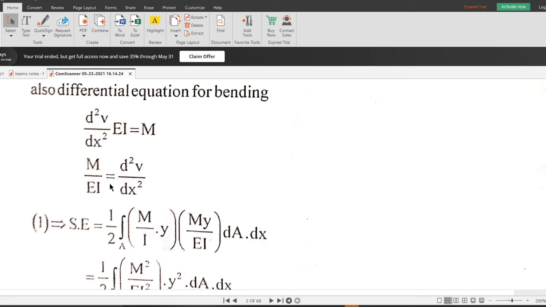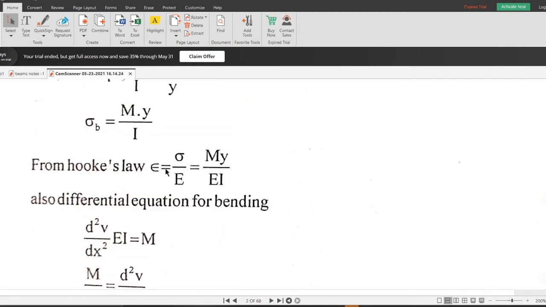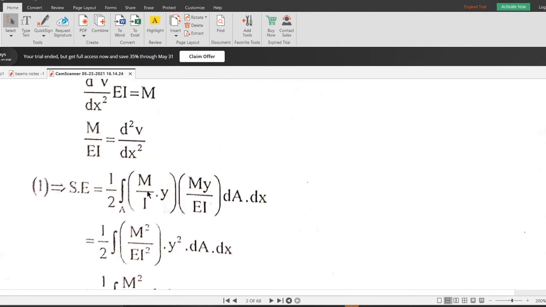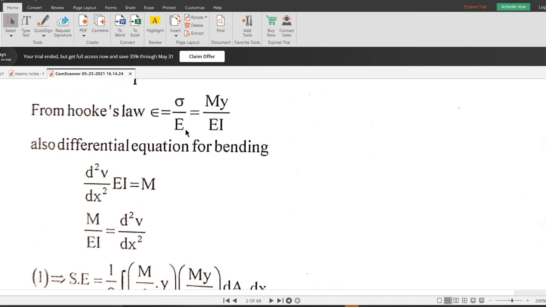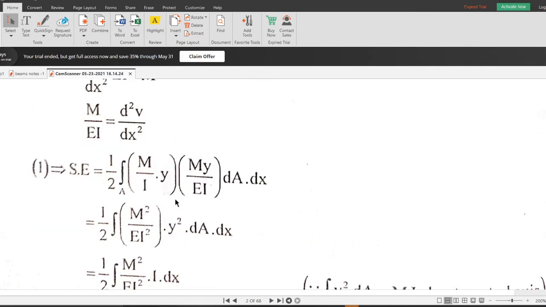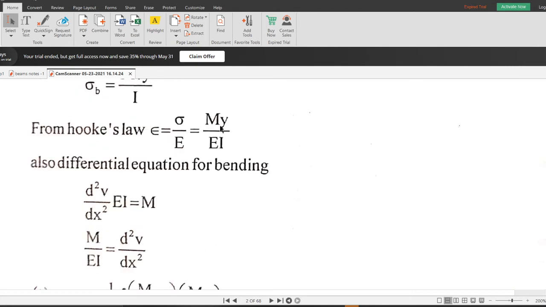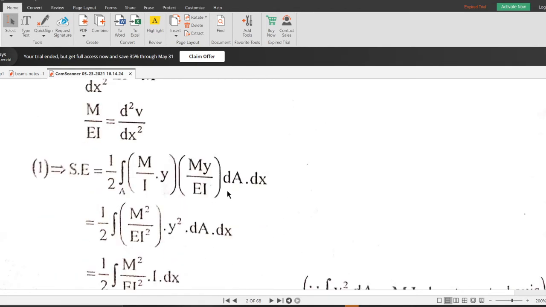Therefore, we got the epsilon value, we got the sigma value. We need to substitute in equation number 1. Therefore, strain energy becomes 1 half of integration of sigma. Sigma here means M y by I, into epsilon, M y by EI, into dA into dx.